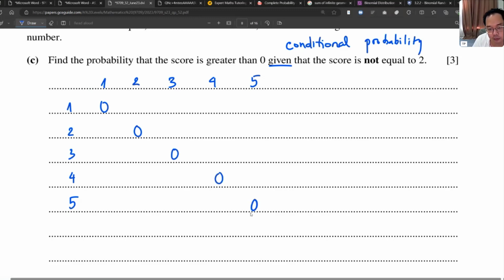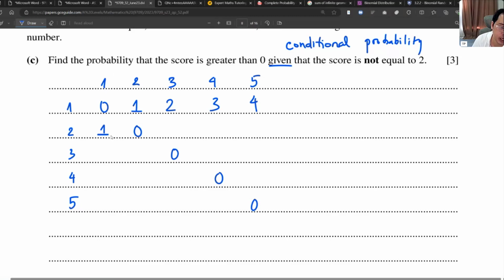4 and 4, 5 and 5. Now, when the values on the two spinners are different, we take the greater value and subtract the smaller value. For example, the first spinner we get a 2, the second spinner we get a 1, so the score is 2 minus 1, which is 1. Here, 3 minus 1 is 2, 4 minus 1 is 3, and so on, 4.